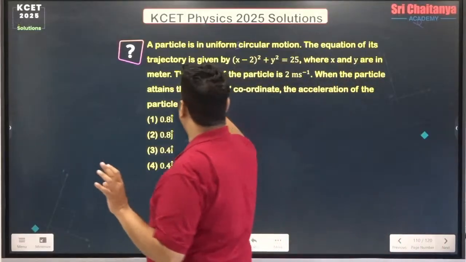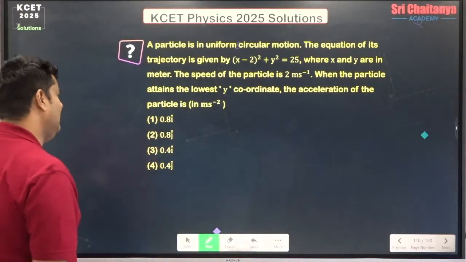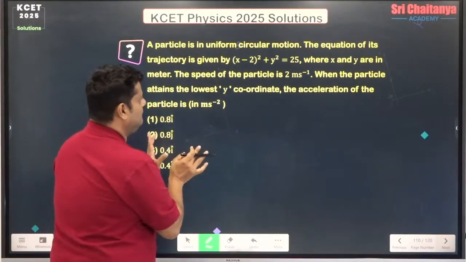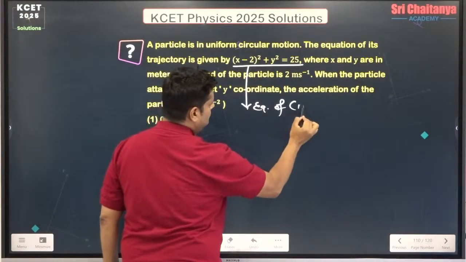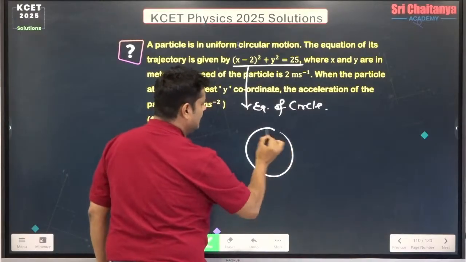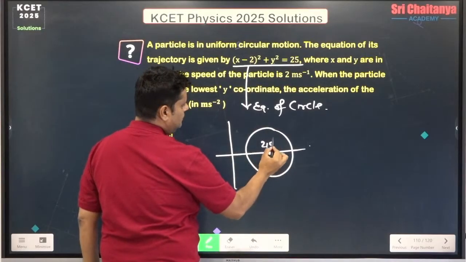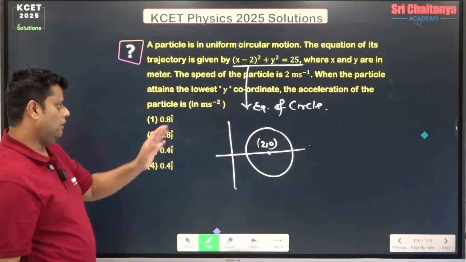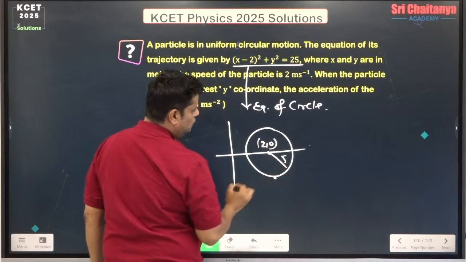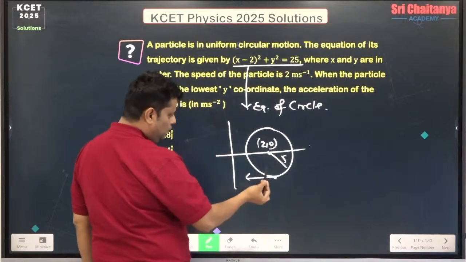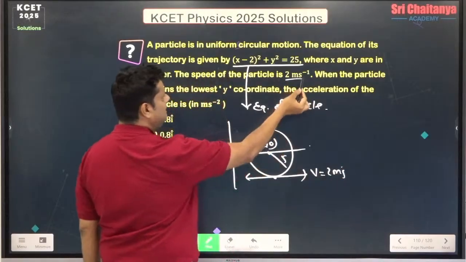This is the most interesting question of this KCET paper. Why is it the most interesting? You should know a bit of mathematics: this is the equation of a circle, students. (2, 0) is the point of the center. These are the coordinates of the central point, and 5 is the radius. This is the lowermost point. At this point, the particle is moving either towards the left or towards the right with a speed of 2 meter per second, as already given.